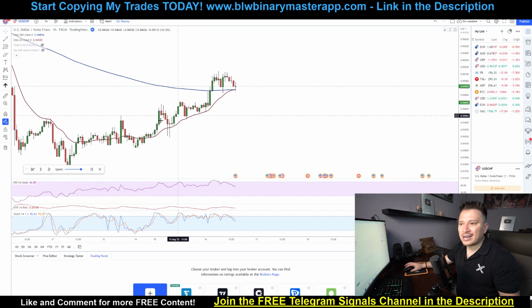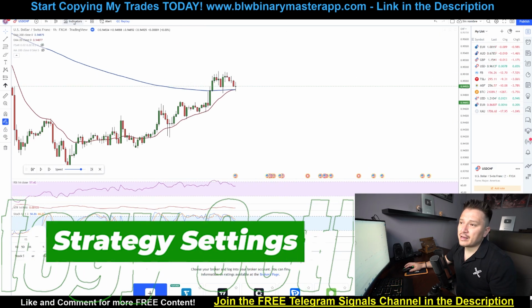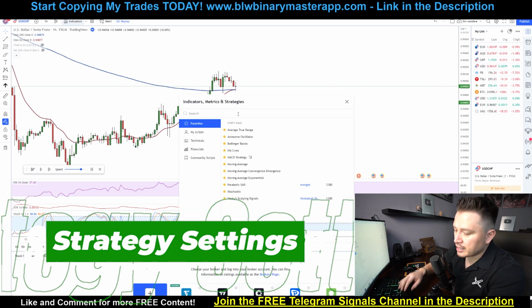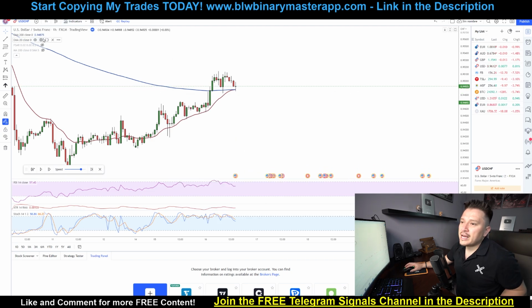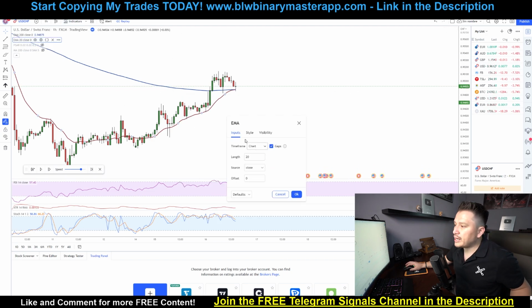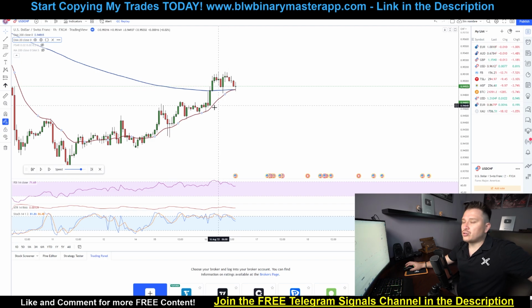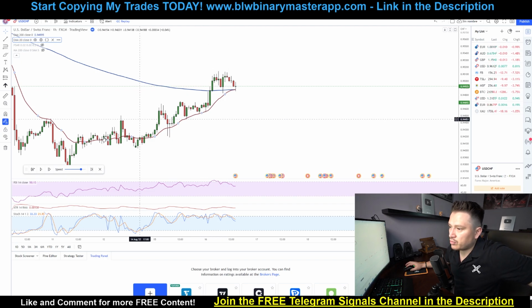Now let's go through the settings. You're going to add the 200 EMA. You can go to indicators and type in EMA, and you're going to see the moving average exponential. You add two of them, and you need to add the 20 and the 200 EMA. You can choose the colors. It's really up to you.